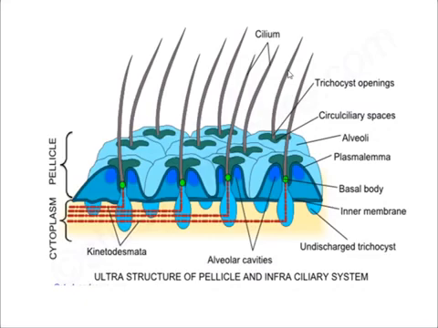Here in the diagram we can see the cilium and the pellicular structure, that are the trichocysts. So this is the cilium, and here at the base these are the cytoplasmic pellicles, which include the trichocyst openings, circulatory spaces, alveoli, plasma lemma, and basal bodies, and the inner membrane somehow, which is also included. So this is the structure of cilium and the trichocyst or the other pellicular structures.